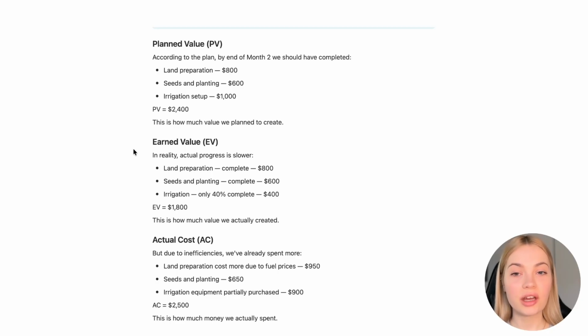So the project progress is slower than expected because by the end of month 2, we should have earned value of $2,400, while in reality it's only $1,800.